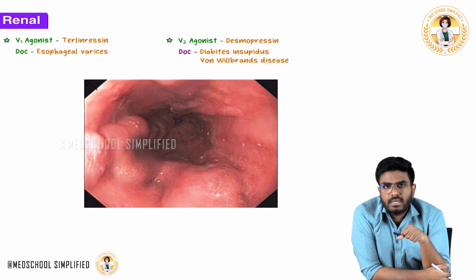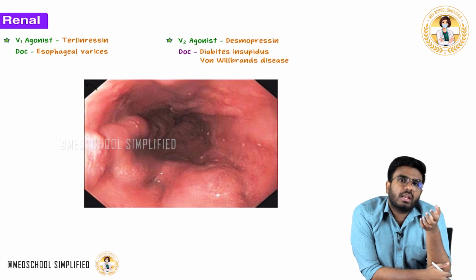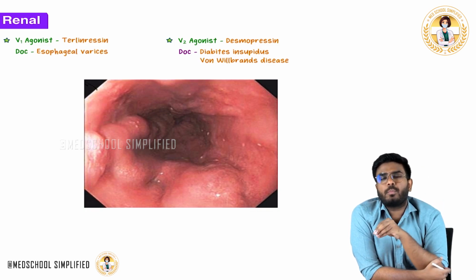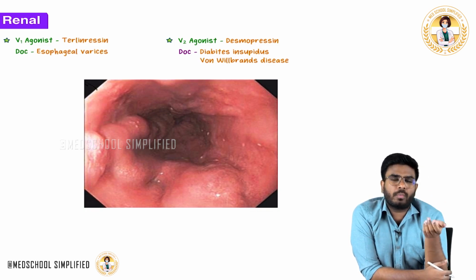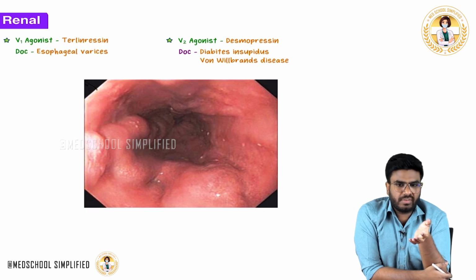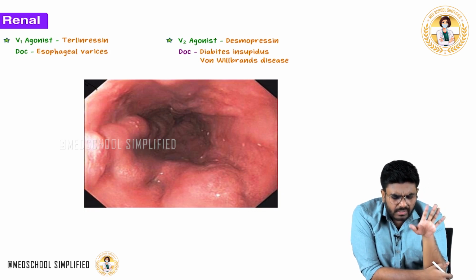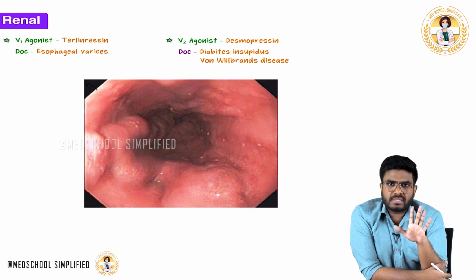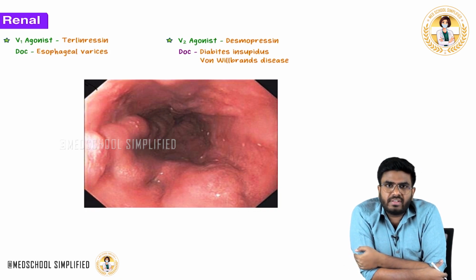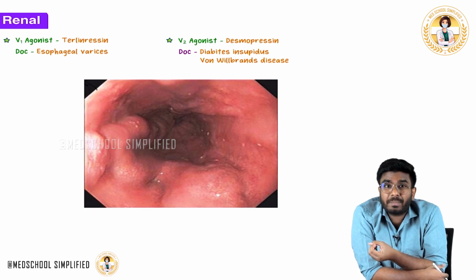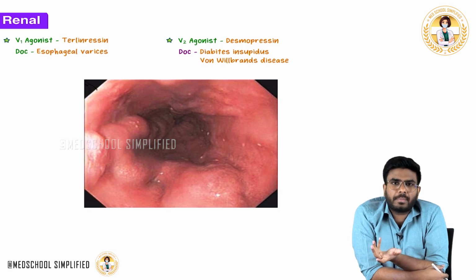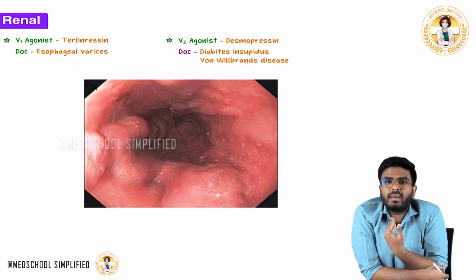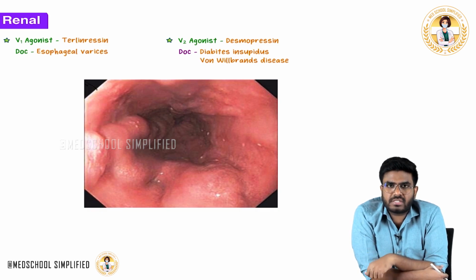Whenever there is cirrhosis, there is portal hypertension. Whenever there is portal hypertension, all the veins which are draining into the portal vein have more pressure, which causes dilation of the veins. At the end of the day, there are esophageal varices. Because of the increased pressure inside the veins, they can rupture and cause bleeding, upper gastrointestinal bleeding.